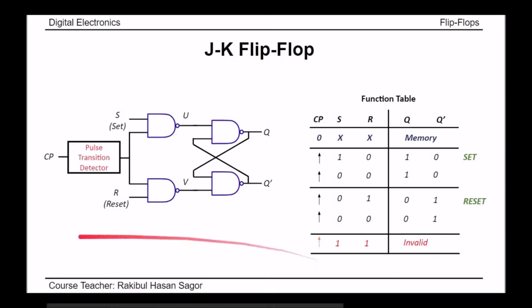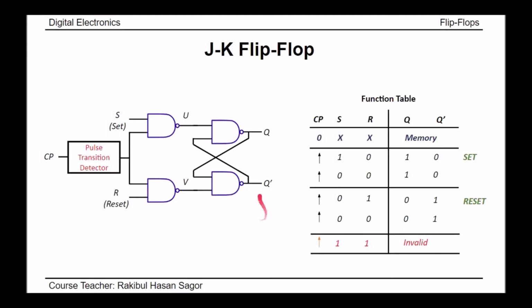Next, we added a pulse transition detector with this clock pulse, and this flip-flop becomes an edge-triggered flip-flop. That means it triggers when the clock pulse goes from 0 to 1. This is positive edge triggering, and when the clock pulse goes from 1 to 0, that is negative edge triggering. We are considering positive edge triggering here.